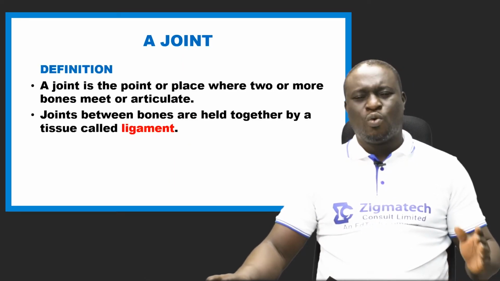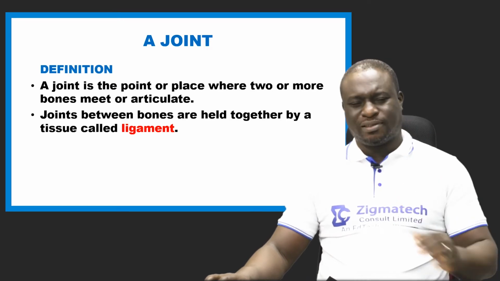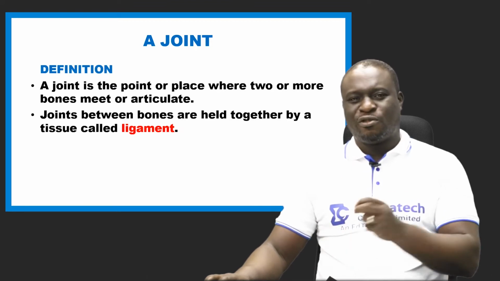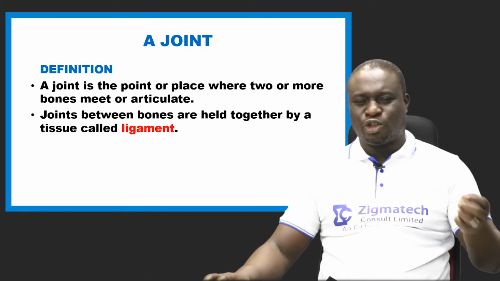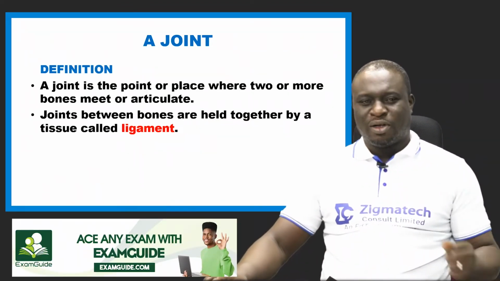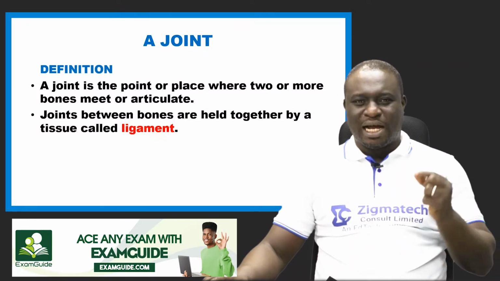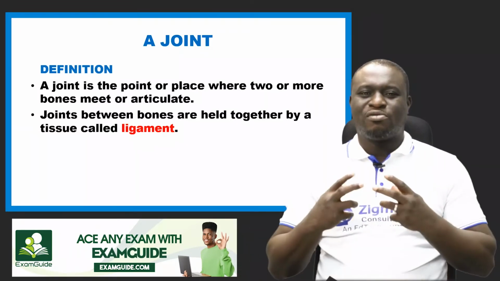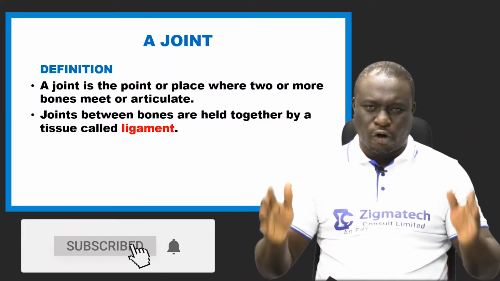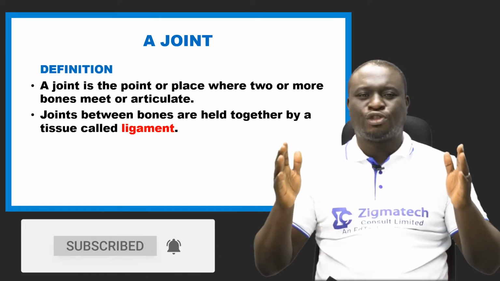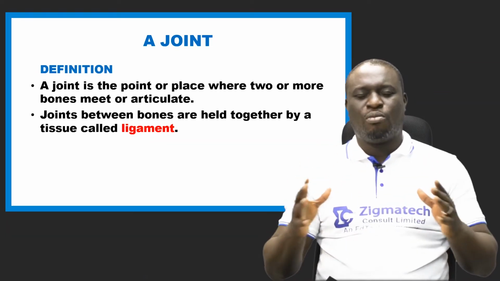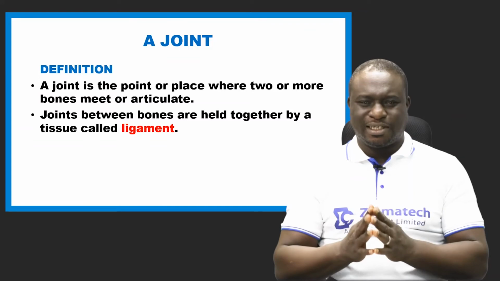Now, moving ahead, we have what we call joints. Now, what is a joint? The first thing that comes to mind when you talk about a joint, people call it in slang, is a club. But that's not what we're actually looking at. We're looking at something relating to the bones. Now, what is a joint? A joint is a point where two or more bones meet or articulate.